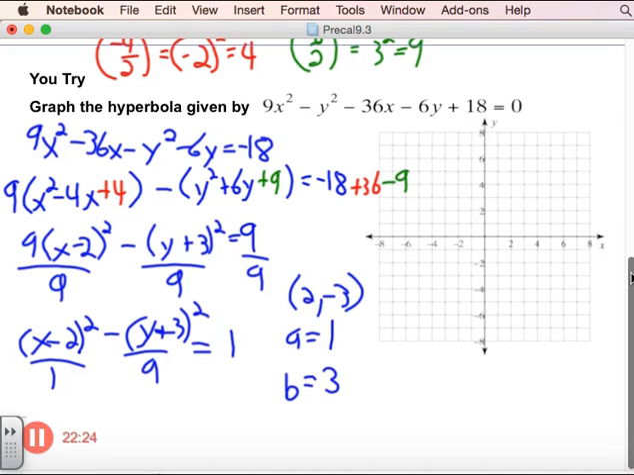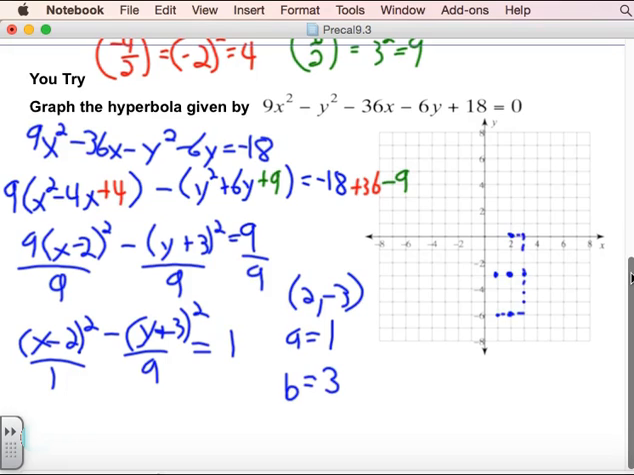So from there we can plot our center, (2, -3). And then A is 1. That's how far we go from the center to the vertices. We got 1 from the fraction of x, so we're going to go 1 on the x-axis to get to our vertices. And then we go 3 along the y-axis to help us draw our box.